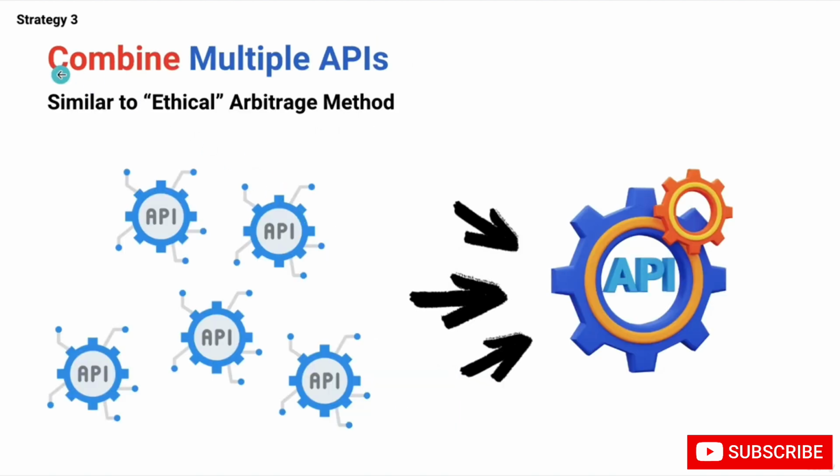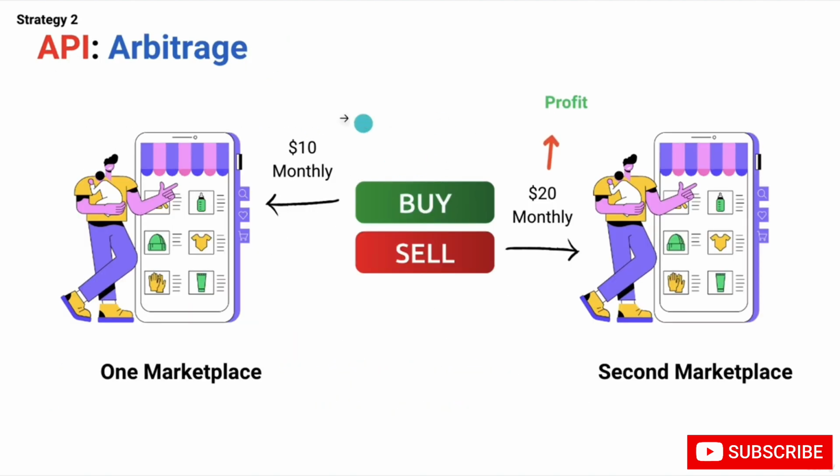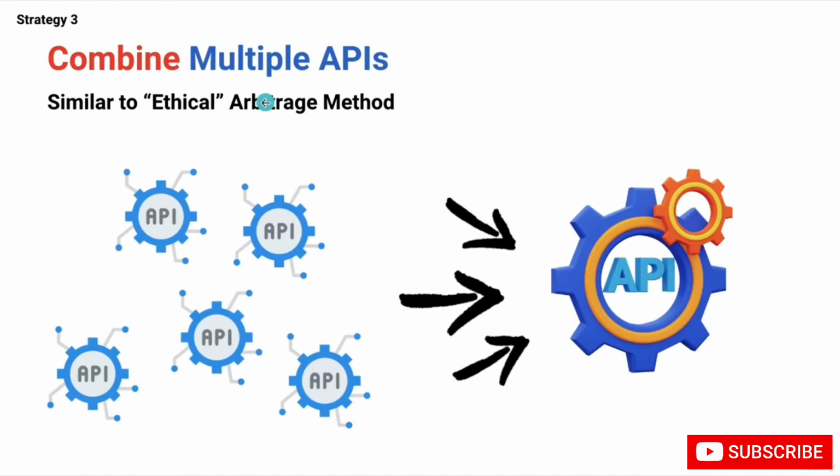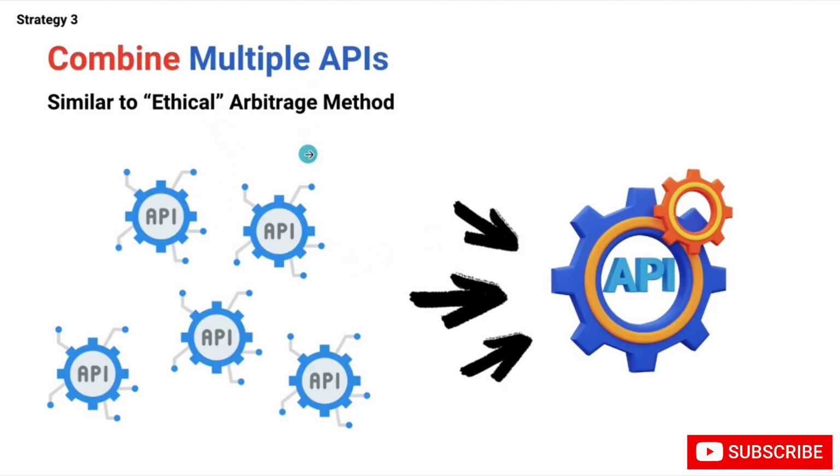Okay, now guys, strategy 3 will be combining multiple APIs. It's kind of similar to the ethical arbitrage method. So you remember that we have strategy 2, that is API arbitrage. So guys, it is very much similar to that, but here we have multiple different APIs, and using those APIs we create our own API, right? So this is what is called combining multiple APIs, right?